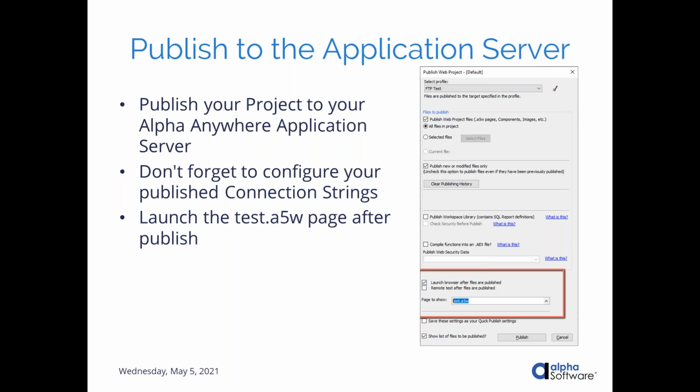When you do that, you want to make sure you also configure your connection strings, including any storage connections that you have, and make sure those are configured properly as if you are publishing your app to a website for use. And then the last thing you're going to want to do is make sure to check this box down here. It says launch browser after files are published. And the page you want to show is that test A5W page. The reason you want to do that is because that's going to indicate to you whether or not your app files have been published properly and can be accessed and run with Alpha Launch.